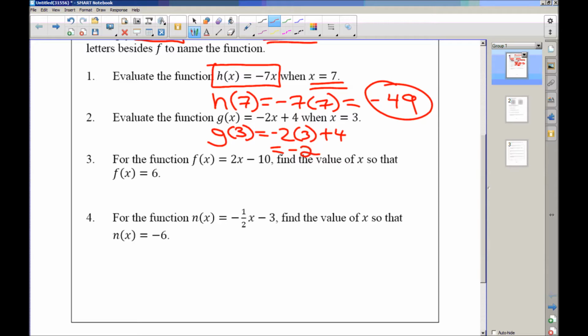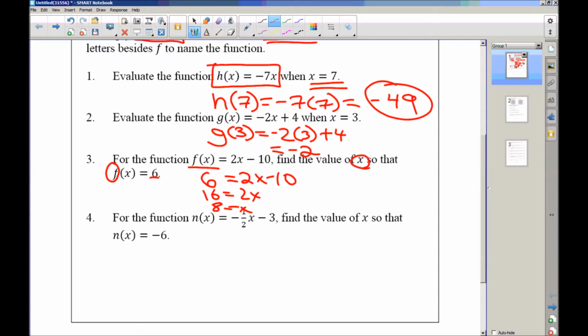Number 3, for the function f of x equals 2x minus 10, find the input, the x part, so that the output, the f part, is 6. This just says, make the output be 6, tell me what the input is. So we have to solve a two-step equation. 16 equals 2x and x is 8. So the input is 8.